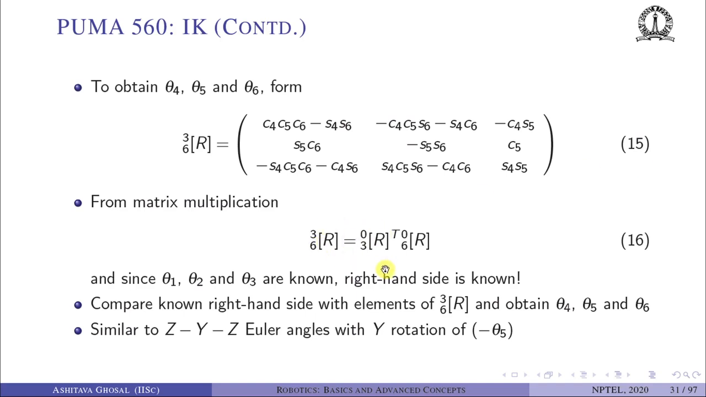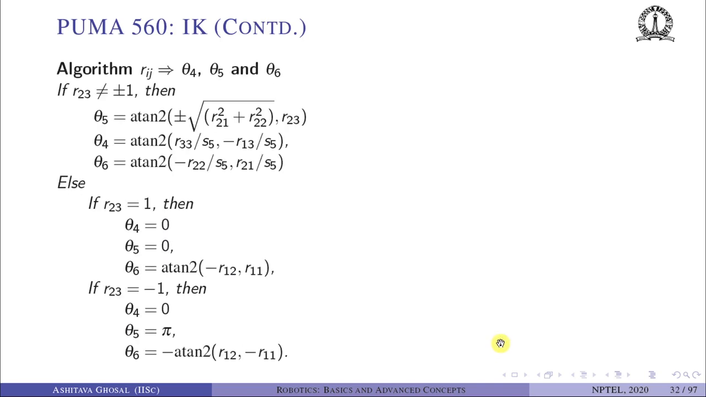It turns out that in this case it is even simpler. Why? Because this matrix is very similar to what is called the ZYZ Euler angles, with the Y rotation of minus theta 5. Last week we looked at Euler angles, the representation of orientation of a rigid body using simple rotations. In this example we have a simple rotation about Z, followed by a simple rotation about Y, and another simple rotation about Z. However, unlike what we had done earlier, the second rotation is by a minus angle theta 5. So we can write the inverse Euler angle transformation just like we had done last week.